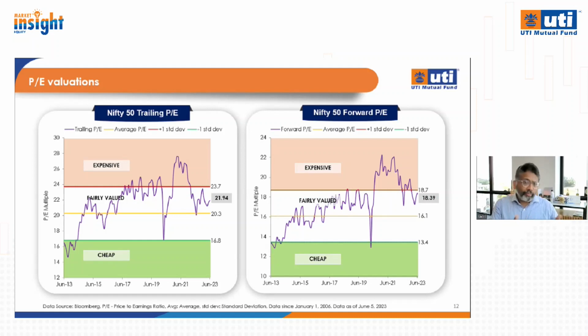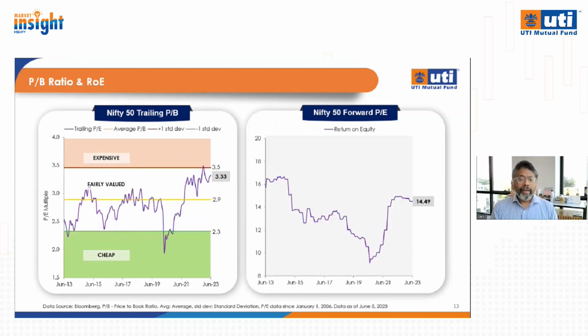Remember, the market's sort of been flat now for almost about 18 months, but because earnings have gone up 40% plus during this period, effectively valuations have come down, even though prices in the market have gone nowhere. What do valuations look like in terms of price to book? We can see that on the next slide.